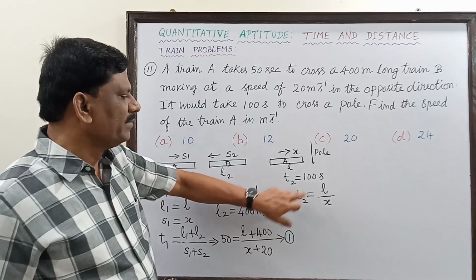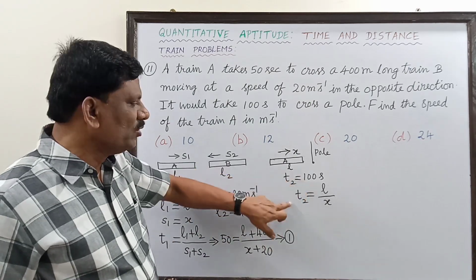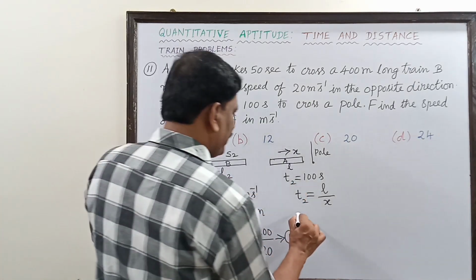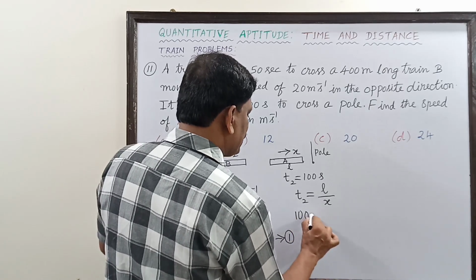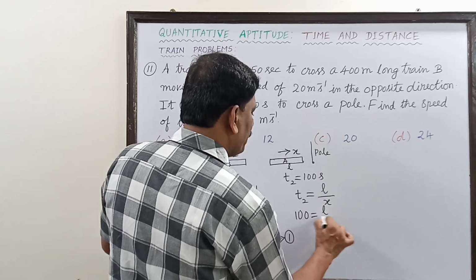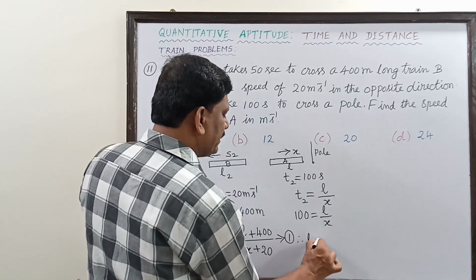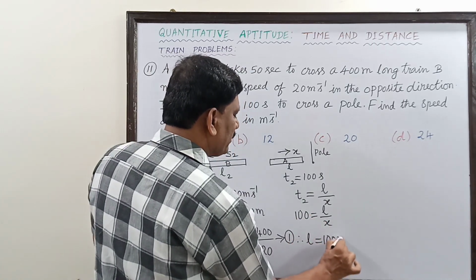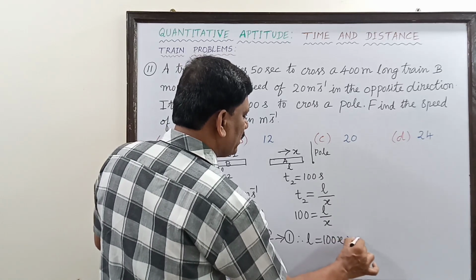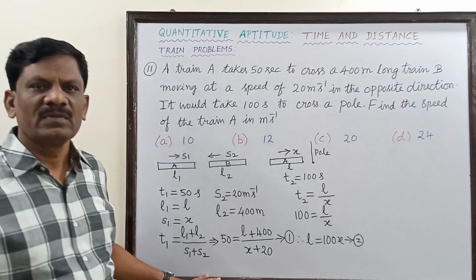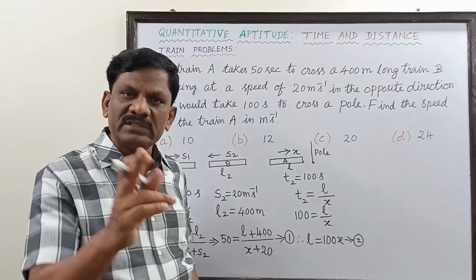But in how much time is it given? 100 seconds. So T2 must be equal to what? 100. So I am writing now 100 is equal to L by x, and therefore L is equal to 100x, and this is our equation 2. Are you all understanding up to the second equation?